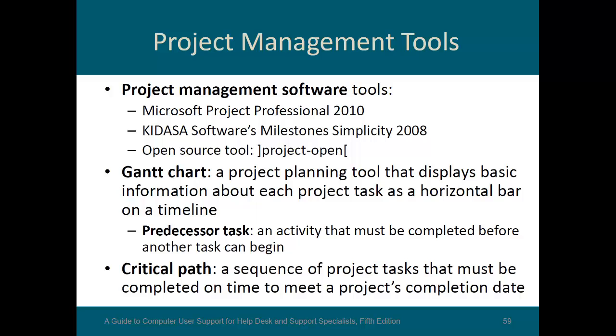Critical path is a sequence of project tasks that must be completed on time to meet a project's completion date. That critical path may show simultaneous different tasks being done in a project and the path that they have to take in order to complete on time.